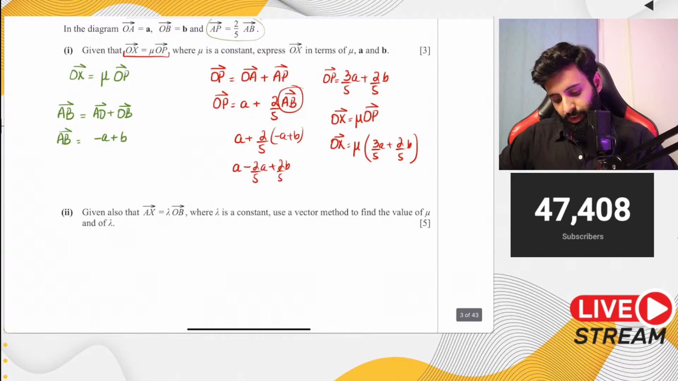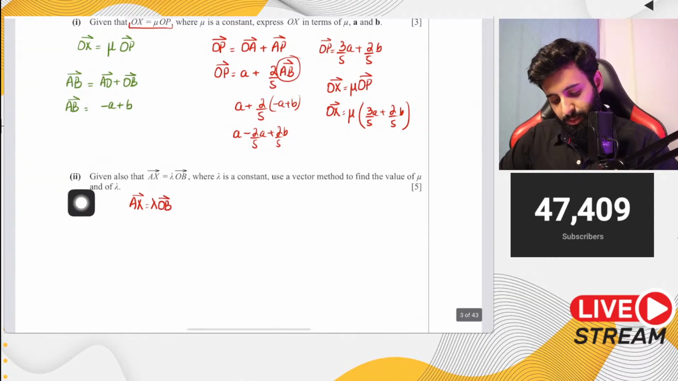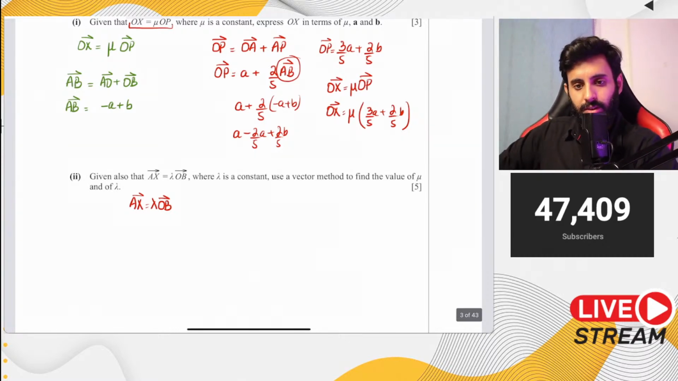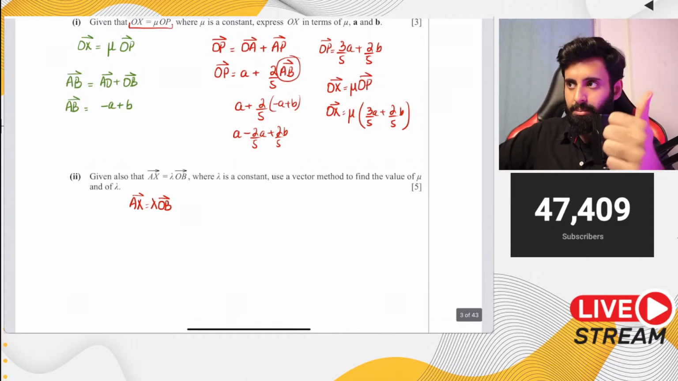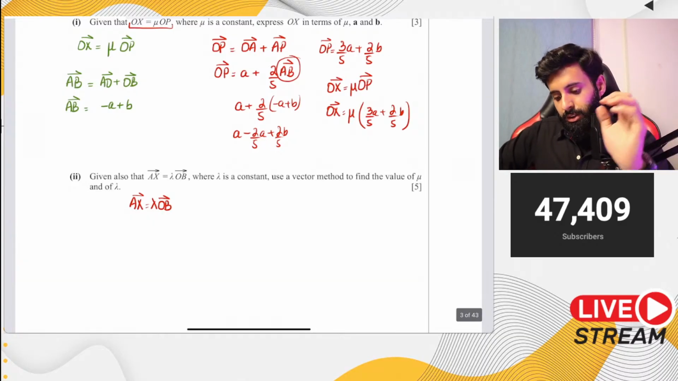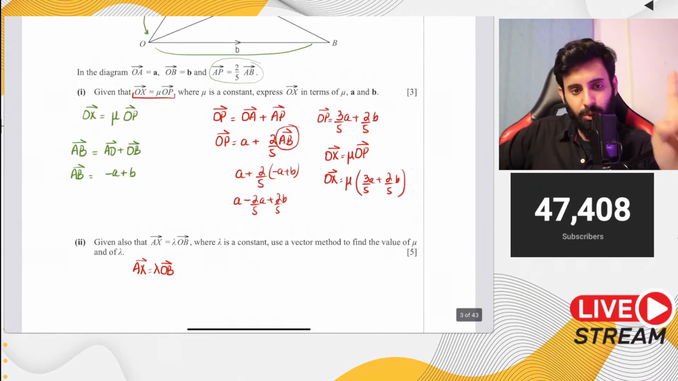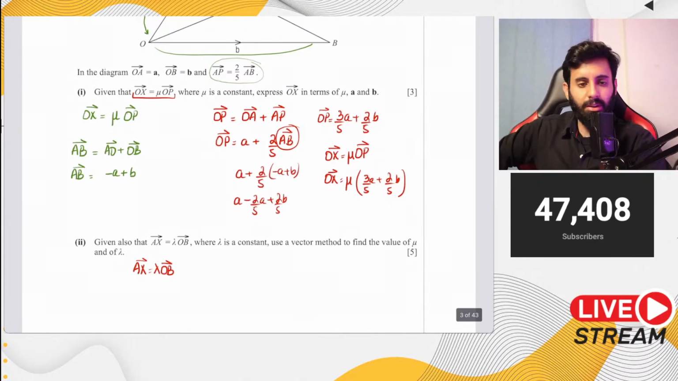Okay, now part 2. Part 2 says, given also that AX is equal to lambda times OP, where lambda is a constant, use a vector method to find the value of mu and lambda. So basically here's what we have to do. Whenever you have a question like this, where you have two unknowns, lambda and mu, and you will come across lots and lots of questions like these, the way to solve them is that you find the same two vectors, one in terms of lambda and the other in terms of mu, whatever constant there is.